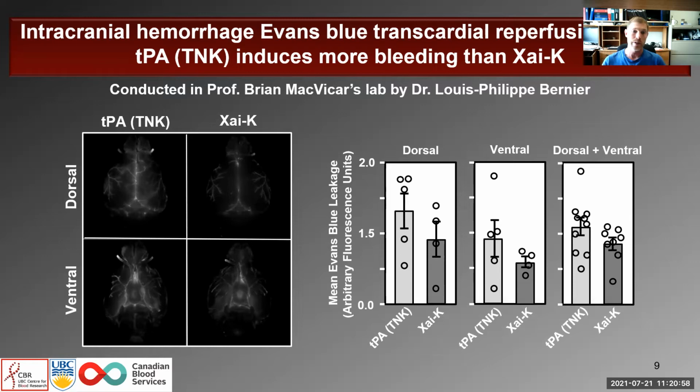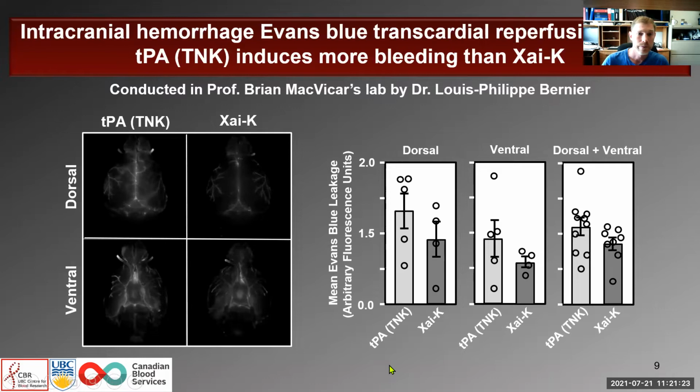Evans blue fluorescence in the brain tissue could then be quantified, showing leakage from the vessels into the brain. Now, these are just preliminary data, but you can see with just a little bit of squinting that TPA produces more signal than 10-AIK. When quantified, there's a clear difference observed in both the dorsal and ventral sections of the brain. This is really encouraging, but there's still a lot more work to be done, which is ongoing now.